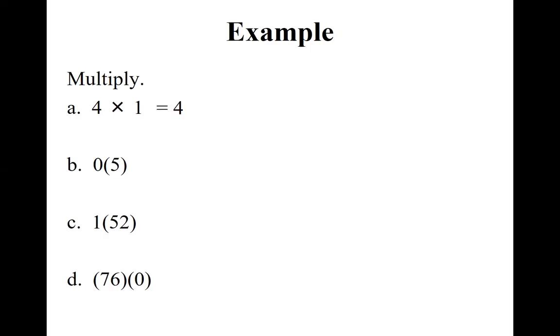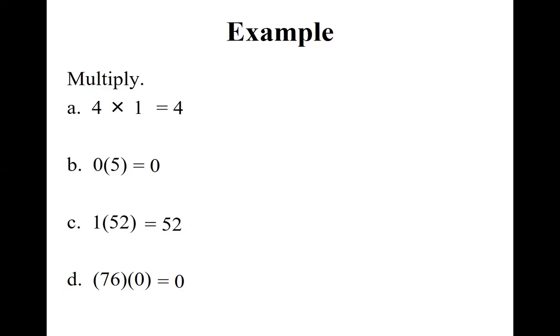B, we don't have the x, we don't have the cross, we don't have a dot, we have a 0 and then in parentheses 5. Well, when a number is right up against parentheses, or in D, when parentheses are right next to parentheses, that means multiplication as well. So B says 0 times 5, and anything times 0 is 0. C means 1 times 52. Anything times 1 is itself, so 52. And D means 76 times 0. Anything times 0 is 0.